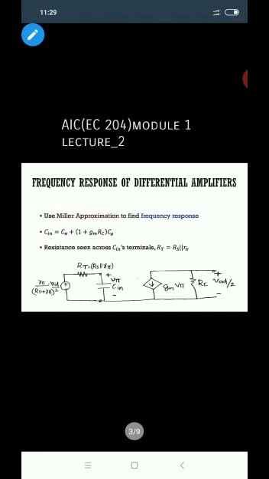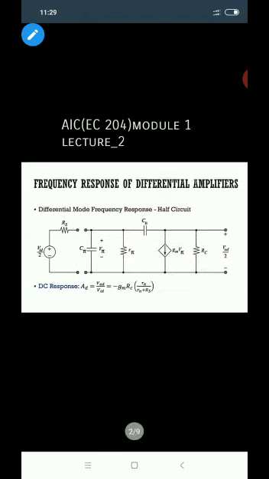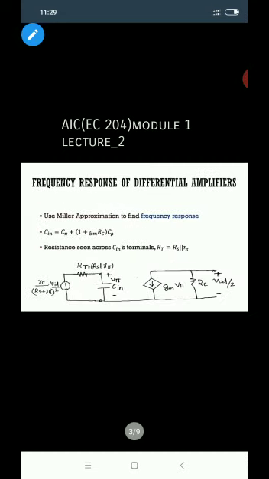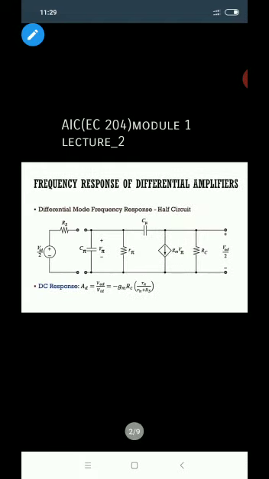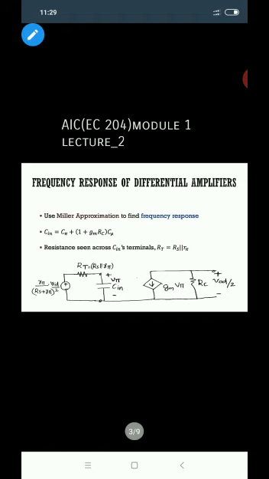Now the frequency response of differential amplifier, we can modify this figure by applying Miller approximation. So we know what is a Miller theory or Miller effect or Miller approximation to find the frequency response. That is, a series capacitance C mu is converted into two parallel capacitances, one belonging to input side and another belonging to output side. That is called Miller theorem or Miller approximation.